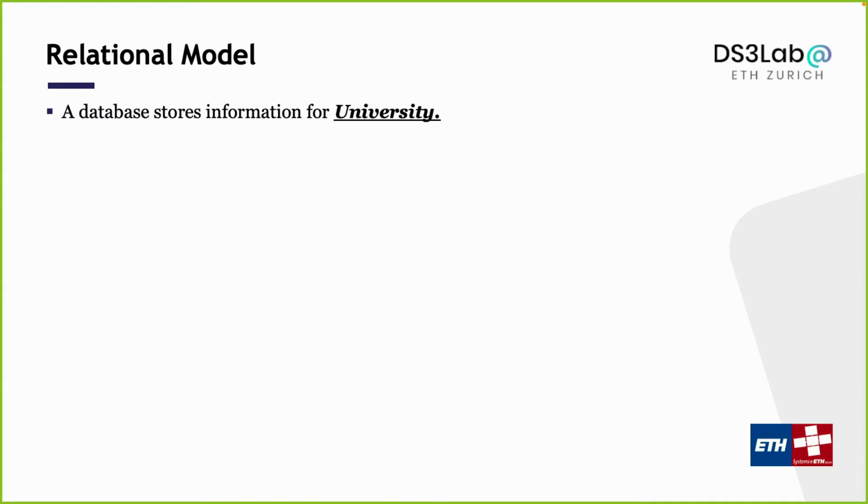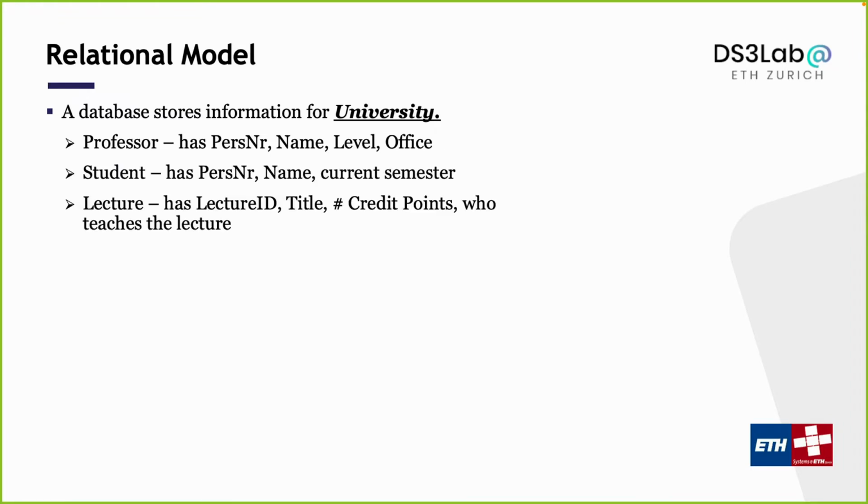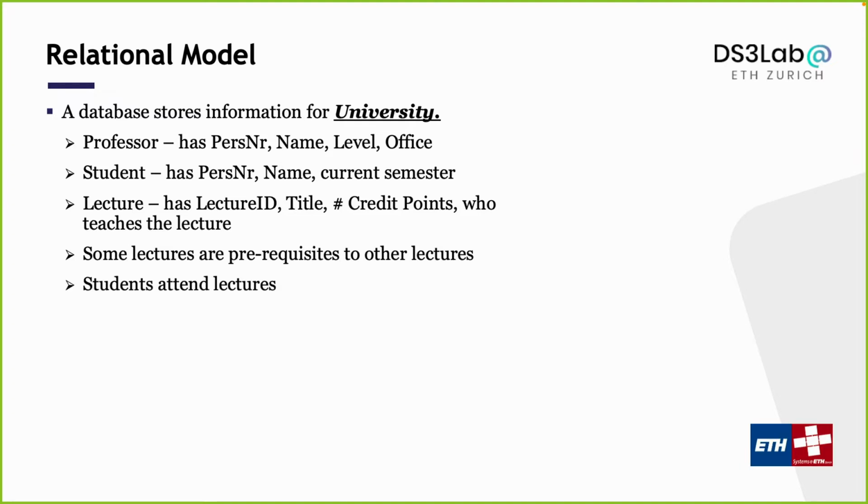For example, we want to have a database that contains information about a university. Okay, what do you have in a university? You have professors. Each professor has a personnel number, a name, a level, an office, for example. That could be the data you want to model. You have students. You have lectures, right? And then some lectures are prerequisite to other lectures. There's the relationship between lectures, right? And students attend lectures. So assuming this is the data that you want to model inside your database.